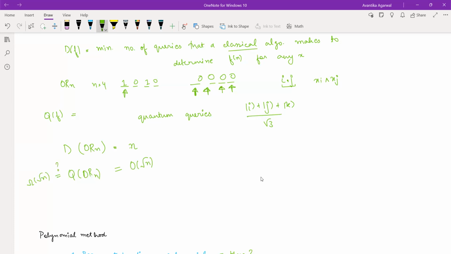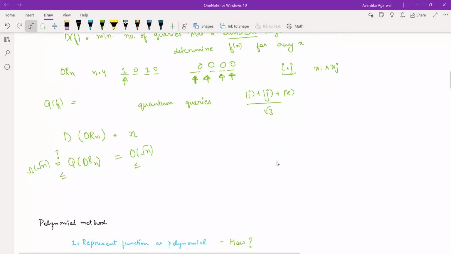So I hope everyone is clear with big O and big omega notations. Well, if you're not, big O is an upper bound and big omega is a lower bound. That's all you need to know for this talk. So today we are going to ask whether this is the case or not.